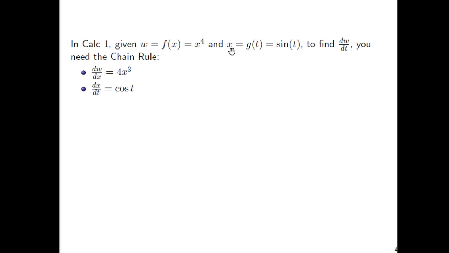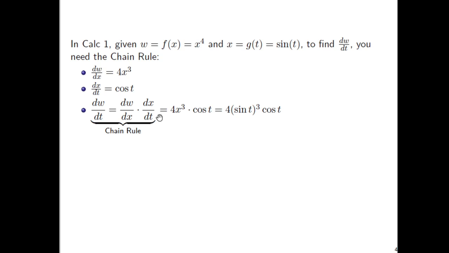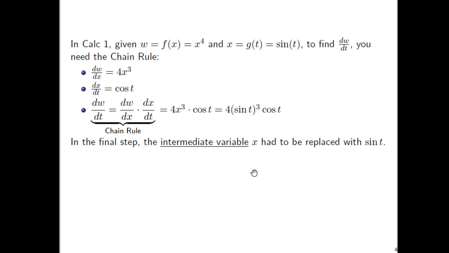Take x, which as a function of t is sine of t, and take its derivative, so dx over dt. The derivative with respect to t is cosine of t. And then applying the chain rule, dw over dt is dw over dx times dx over dt. And we can plug in the pieces. And then finally, we do need to replace the x that appears here with sine of t that appeared there. Yeah, in the final step, the intermediate variable x had to be replaced.